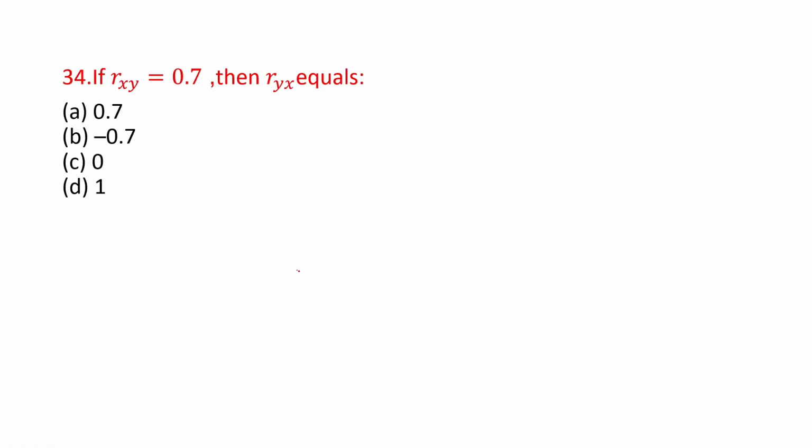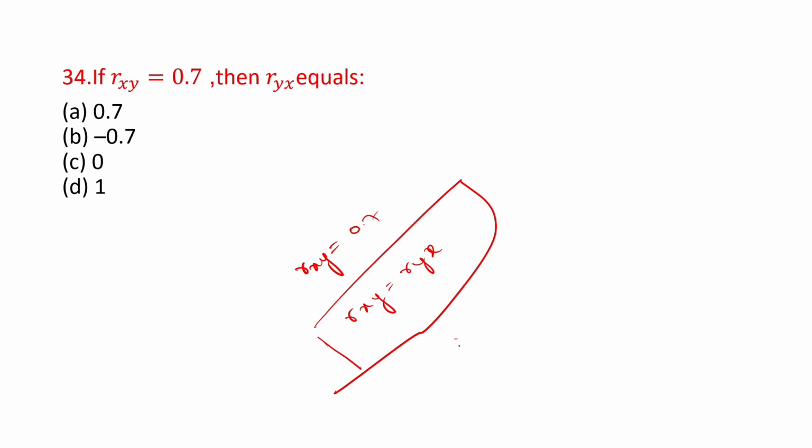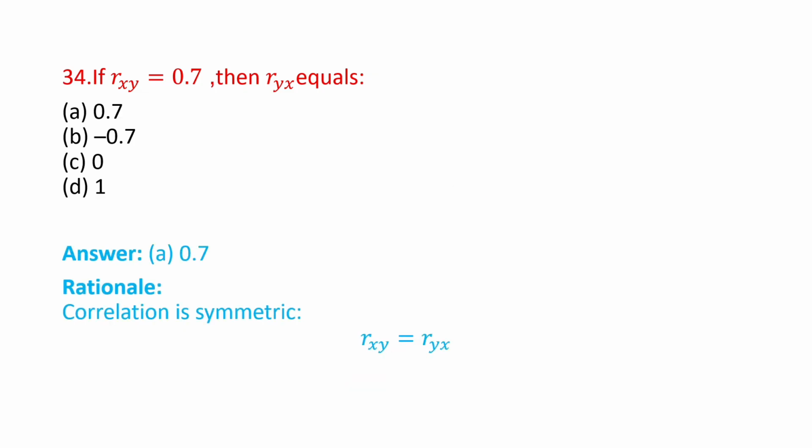It's a very interesting question. Regression coefficient 1 is given 0.7, then y on x is equal to, okay, whenever symmetric value, x on y and y on x both are the same, okay, so 0.7 is equal to 0.7, when symmetric both are the same, so answer is A.